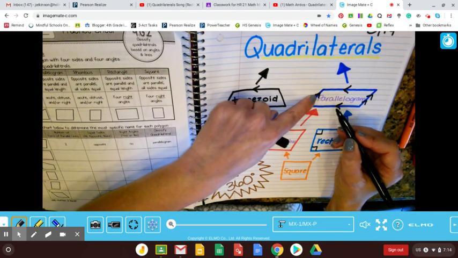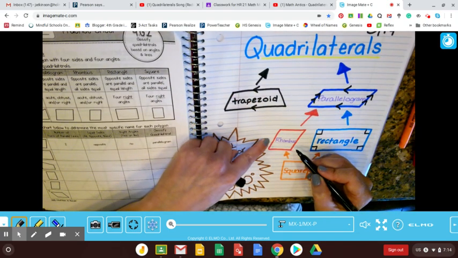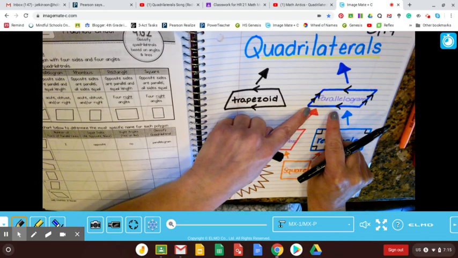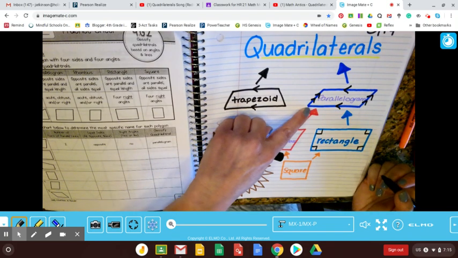Is a parallelogram a rhombus? No. Why not? Well, because a rhombus has all four equal sides and a parallelogram does not. All right, let's keep going.